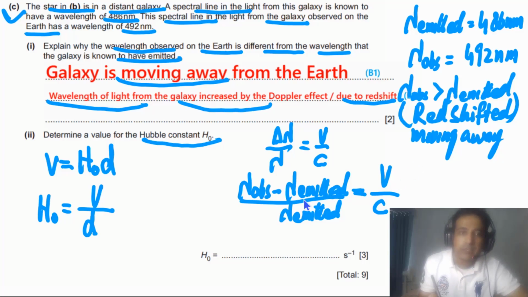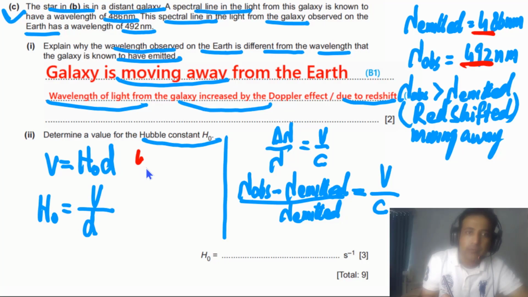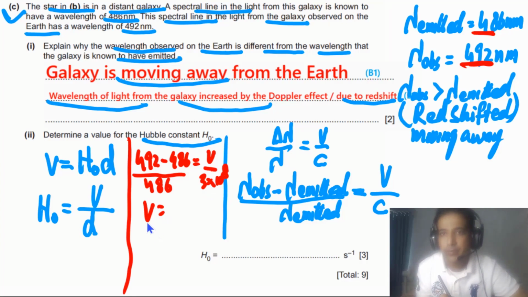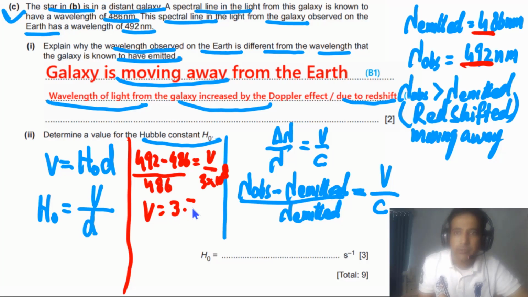Now if we simply plug in values: this is lambda observed, this is lambda emitted. So we can write 492 minus 486, equal to V, divided by 486, which is lambda emitted, divided by C. C is equal to 3 times 10 to the 8 meters per second. If we solve this one, we will get the value of V. The value of V in this case will be equal to 3.7 times 10 to the 6 meters per second.